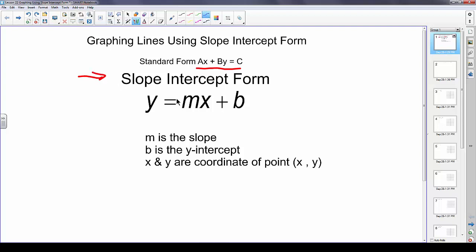And those of you who've seen some algebra before are pretty familiar with this. Slope-intercept form, basically, rather than having ax plus by equals c, isolates y. So what we have is an isolated y equaling some mx plus b. M represents our slope. B represents our y-intercept, where our line crosses the y-axis. And x and y are just coordinates. They're part of a point on that line.